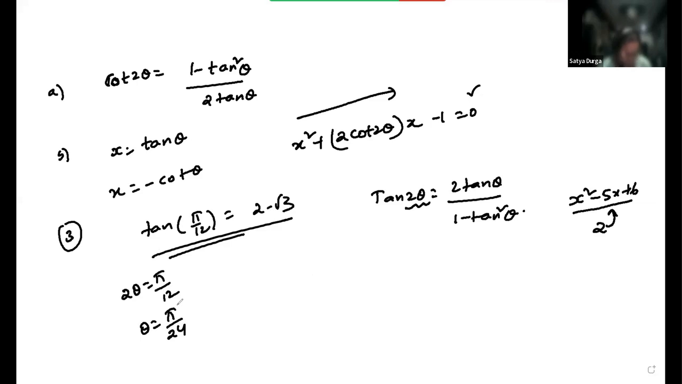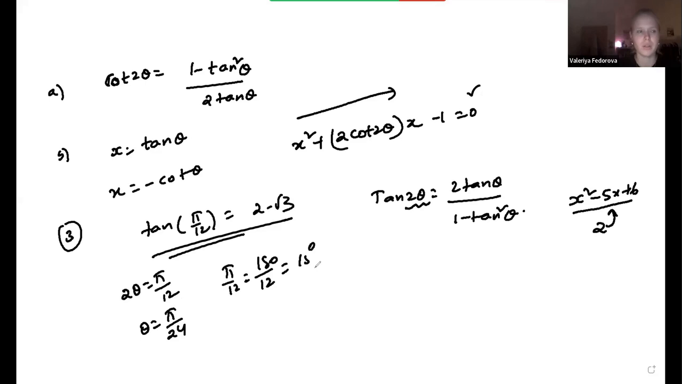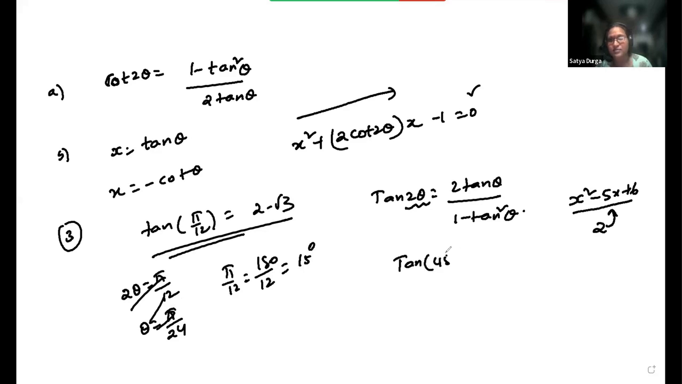In which way you can do it? Tan pi by 12 means, wait, pi by 12 means what's the value? 180 divided by 12. How much it is? 15 degrees, right? Correct? 15 degrees. Now, how can you write this 15 degrees? I will write like this. Agree?